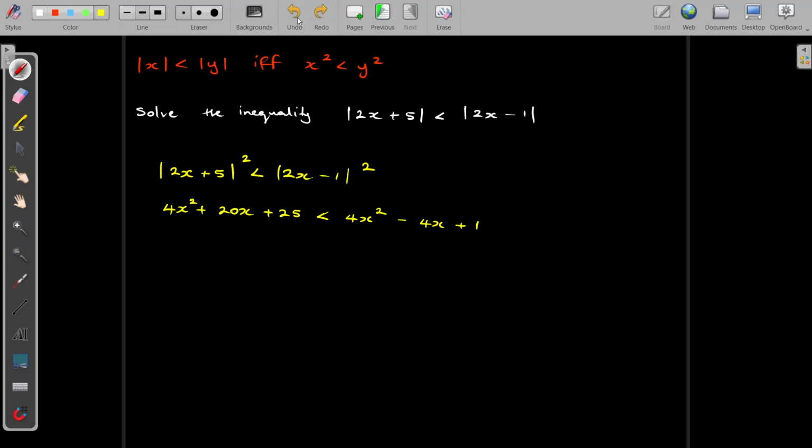So 4x squared will cancel 4x squared. So that cancels that. So we have 20x plus 4x is less than 1 minus 25. So 24x is less than negative 24. x is less than negative 1.